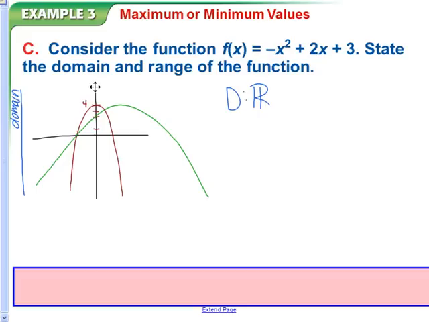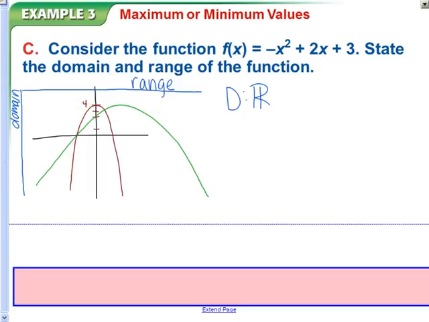Now the range is when we look at it the other direction. When will this intersect the graph? Well, it doesn't matter how wide of a graph it is or where the vertex is shifted. It will always be touching as long as it's 4 or below. It will not be intersecting up here. So we would say that the range is when y is less than or equal to 4.